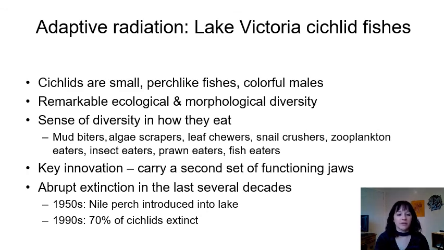And so I did say that there used to be a ton of species, right? Unfortunately, in the 50s, this predatory species, Nile perch, were introduced into the lake. And so over 70% of these original, what did I say, 300 different species are now extinct.